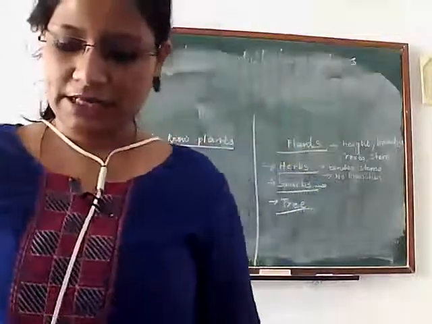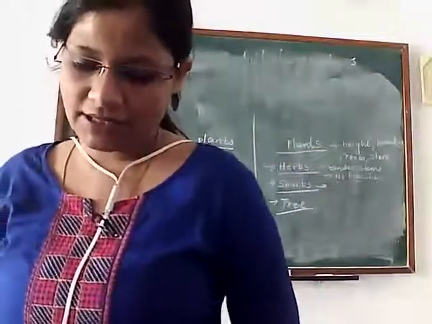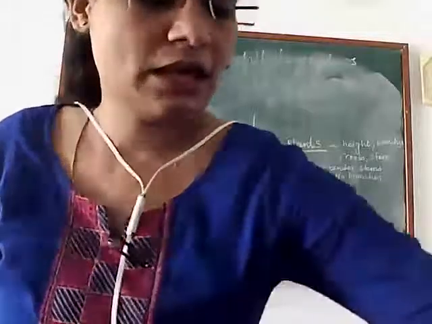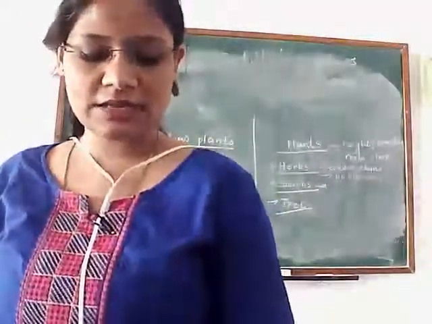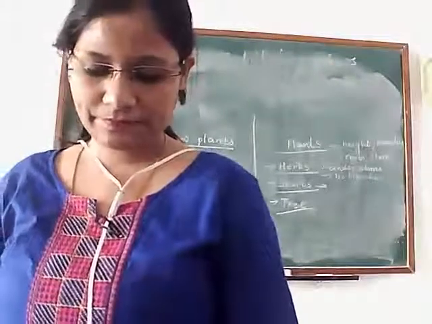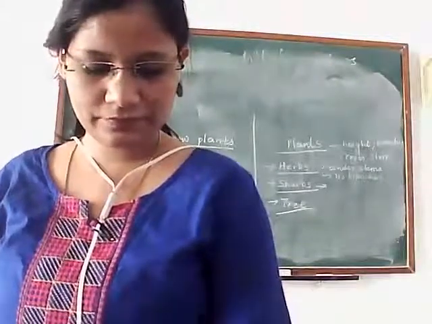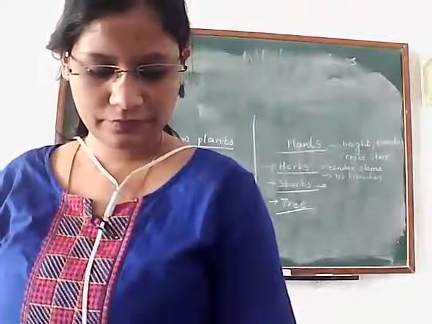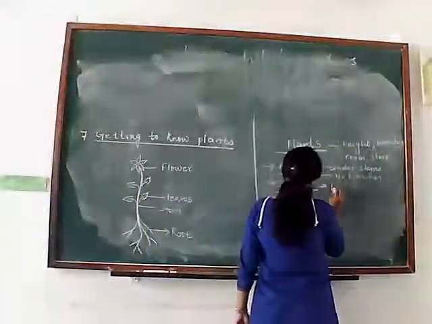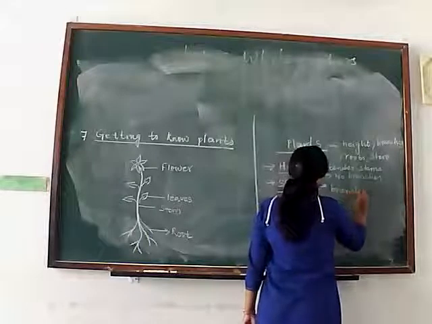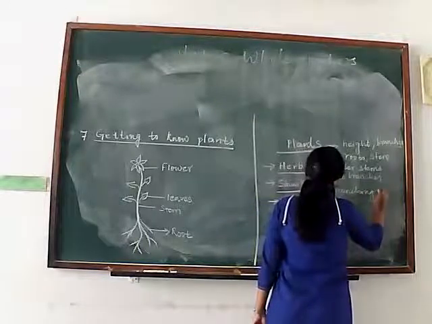Then shrubs. Some plants have branches arising from the base of the stem. Now, the branching in case of these plants starts from the base of the stem.